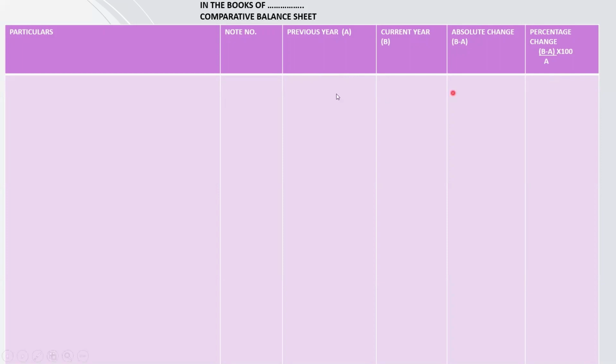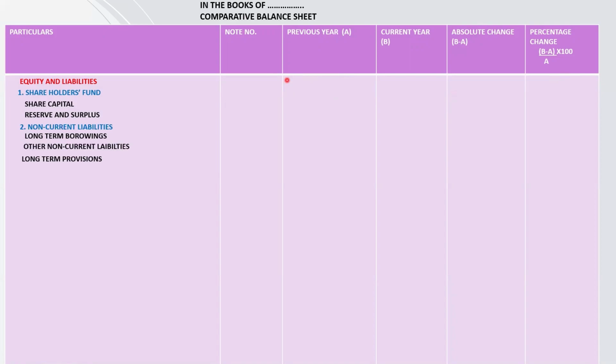Before moving to that, let us first recapitulate the format of balance sheet. First, we will have equity and liabilities. Under equity and liabilities, we have shareholders fund. Shareholders fund comprise of share capital, reserve and surplus. Non-current liabilities comprise of long-term borrowings, other non-current liabilities and long-term provisions. Then we have current liabilities comprising of short-term borrowings, trade payables, other current liabilities, short-term provisions. Then we will do the total of equity and liabilities side.